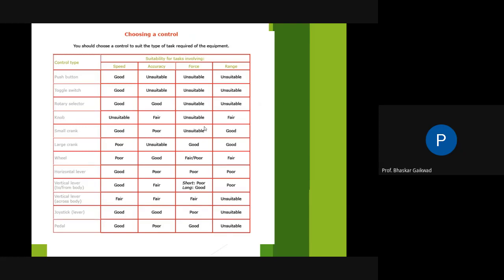So for example, push button is there. Push button speed is there. It is good for high speed. Accuracy, it is unsuitable. Force is unsuitable. Range is unsuitable. Only this is used for a speed purpose. So like this, the example is given here.